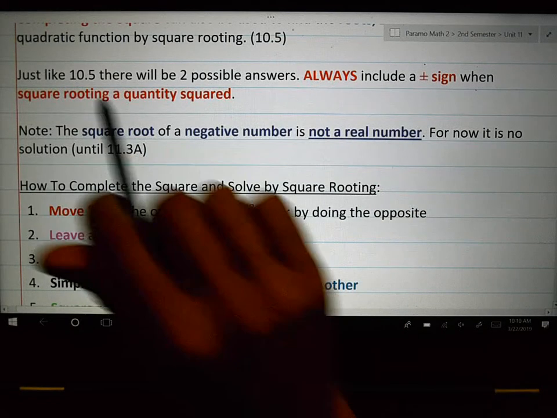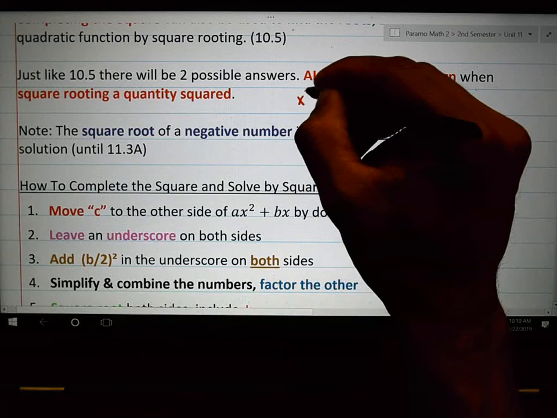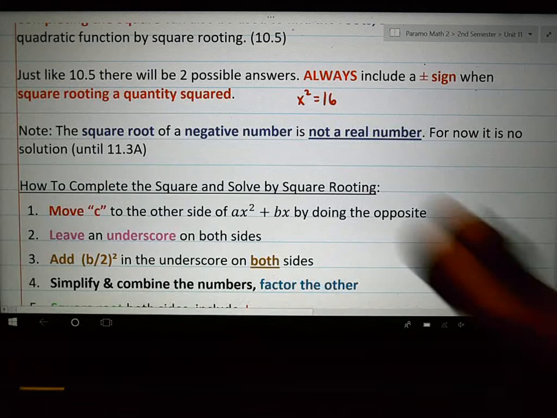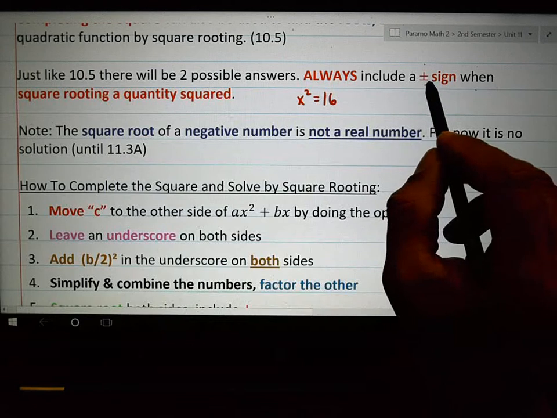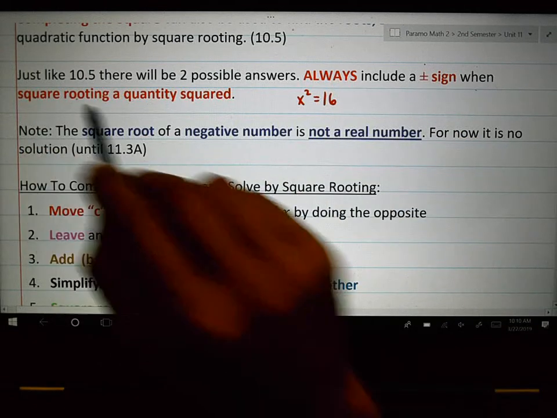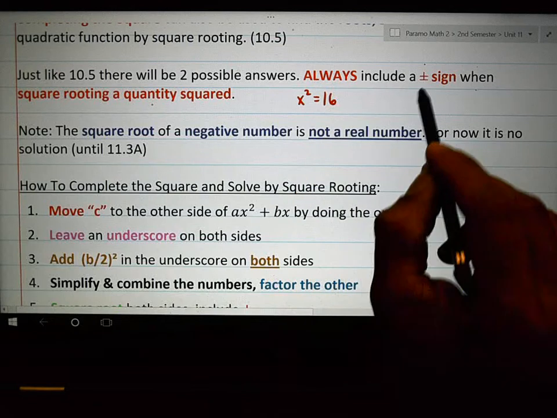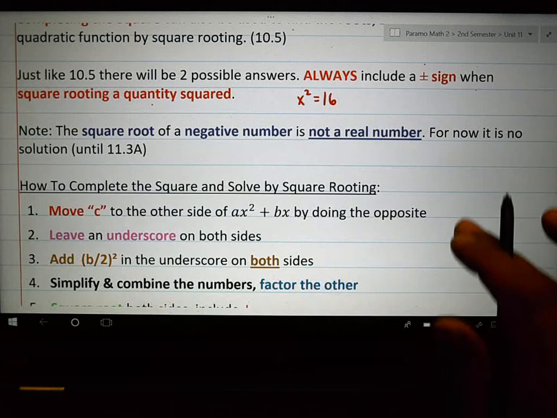Just like in 10.5, when you square root something, when I think about x squared equaling, let's say, 16, there's two possible answers for that. 4 times 4 is 16, and negative 4 times negative 4 is 16. There are two possible answers, so whenever you square root both sides, don't forget that plus or minus sign because there are two possible answers. It's also equivalent to an absolute value.